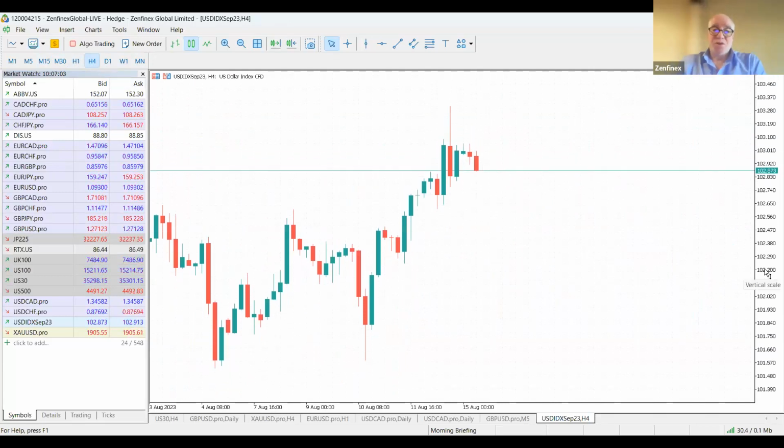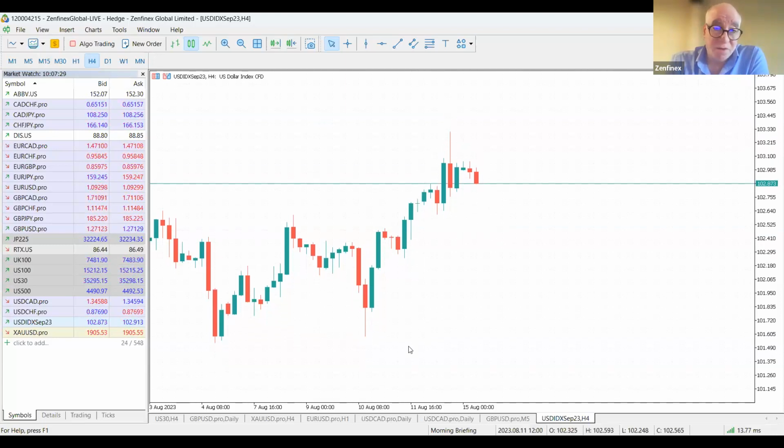But the point I'm really trying to make is, and I think I've got a video on market structure in the Zenfinex portal, about the importance of understanding correlations, understanding the impact on different currencies which are paired with the US dollar, right? So the US dollar, this is the raw US dollar index. And if you compare it with another currency, I'll just use Euro USD.